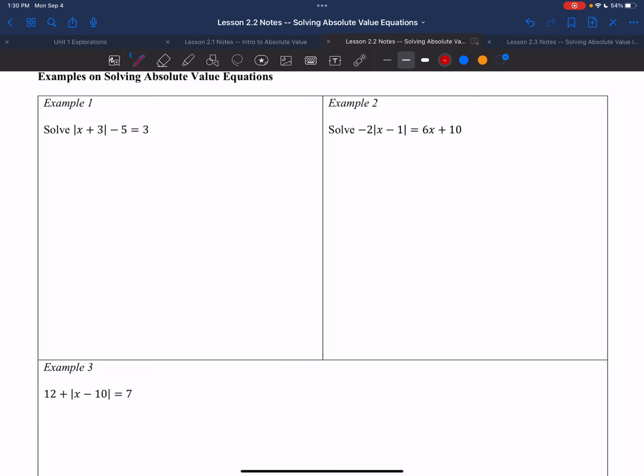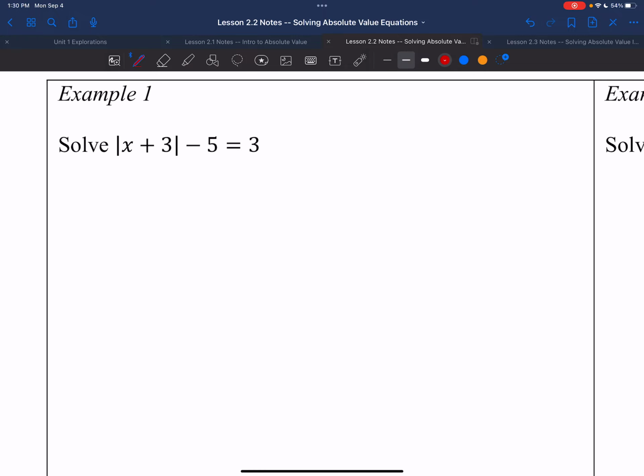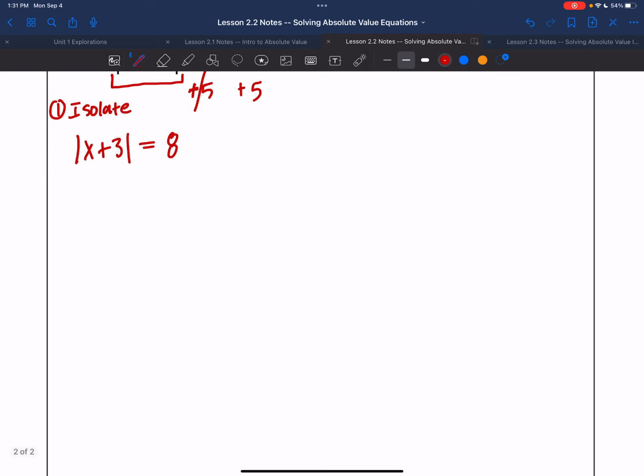Example one: absolute value of x plus 3, minus 5, equals 3. Step one is to isolate the absolute value expression. To accomplish this, I notice I have the bars with x plus 3, but then it's minus 5. So I'll add 5 to both sides. This is so I can create a zero pair with negative 5 and cancel that out. I say x plus 3 in the bars equals 3 plus 5, which is 8. And so the absolute value expression has been isolated.